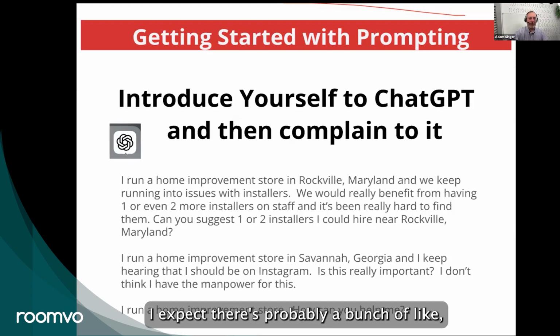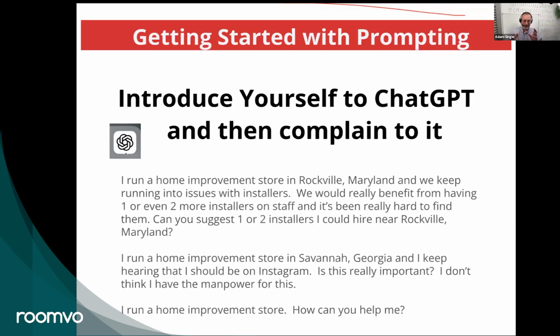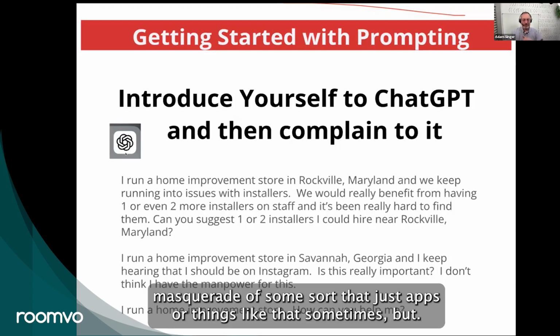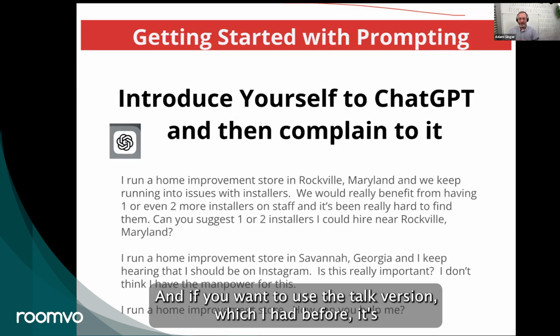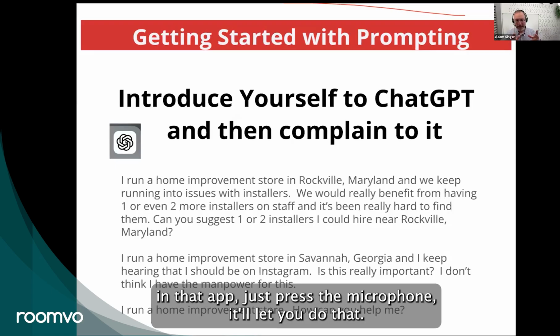I expect there's probably a bunch of things trying to masquerade of some sort. The App Store seems to be like that sometimes. But so you want to get ChatGPT to look sort of like this. And if you want to use the talk version, you can, which I had before, it's in that app. You just press the microphone and it'll let you do that.